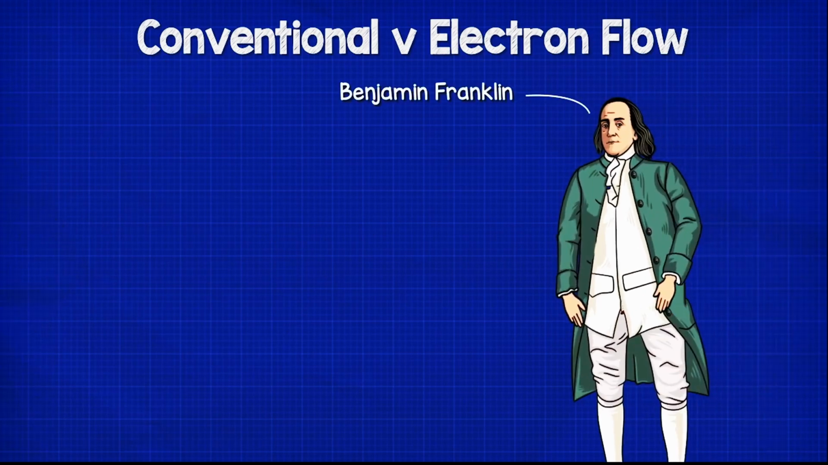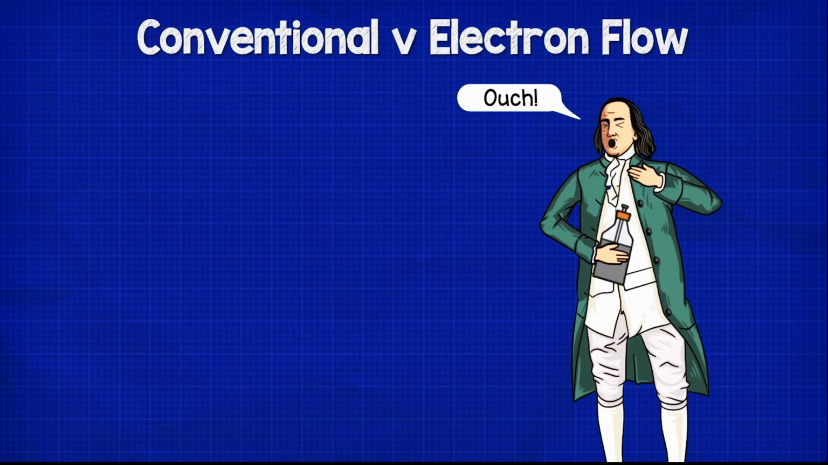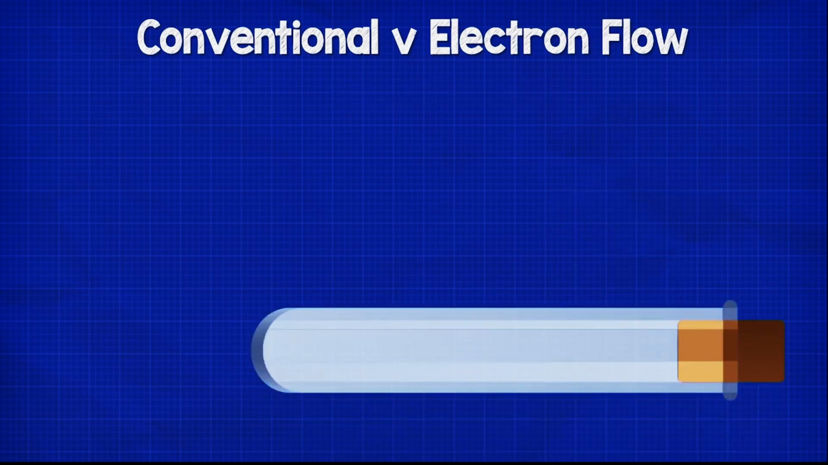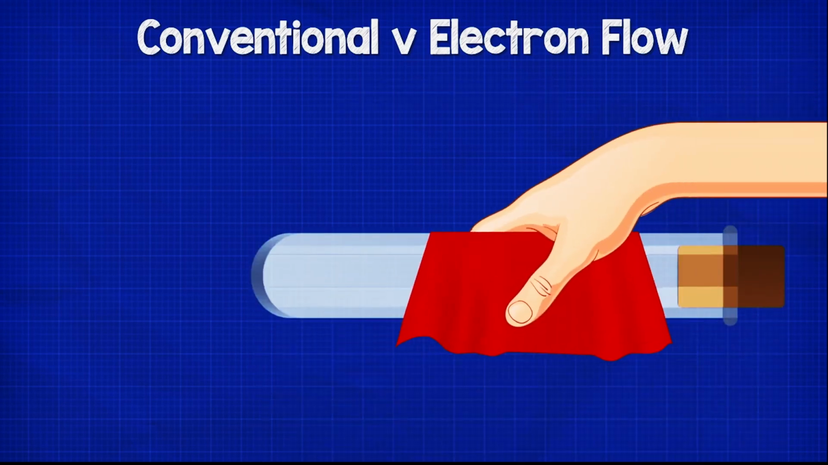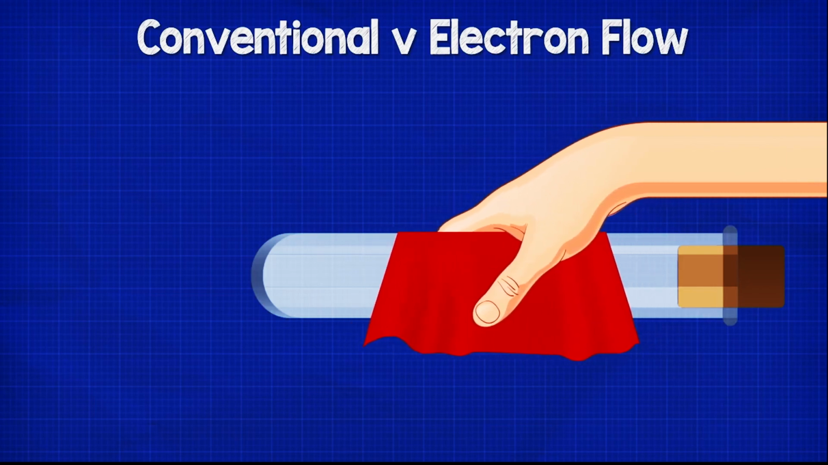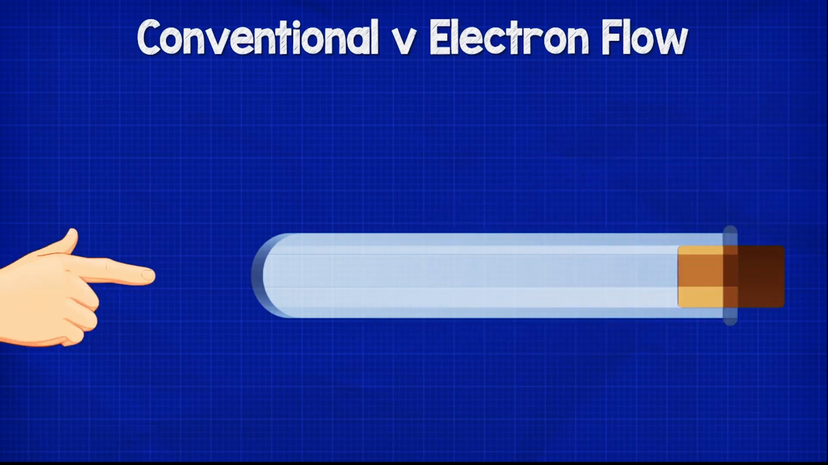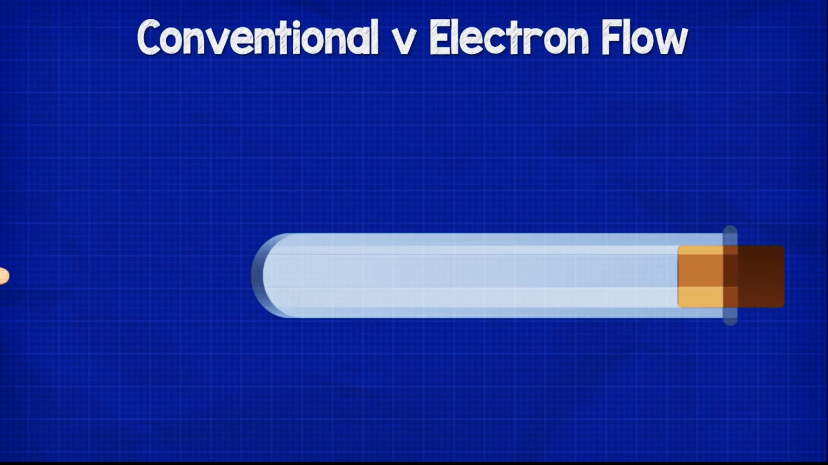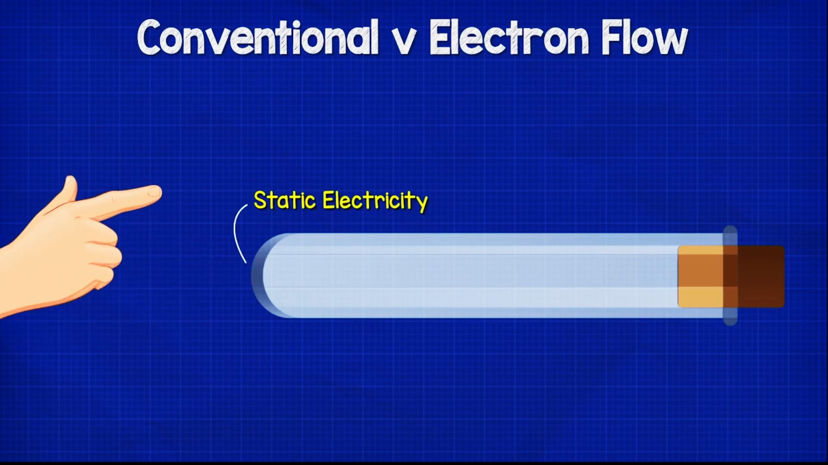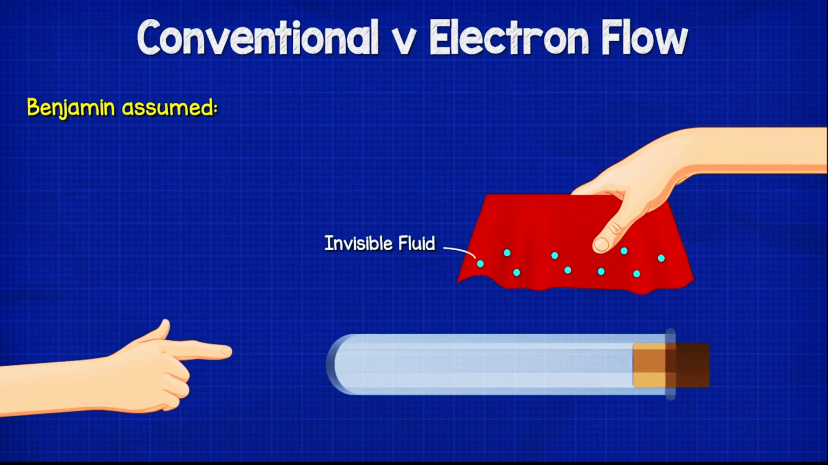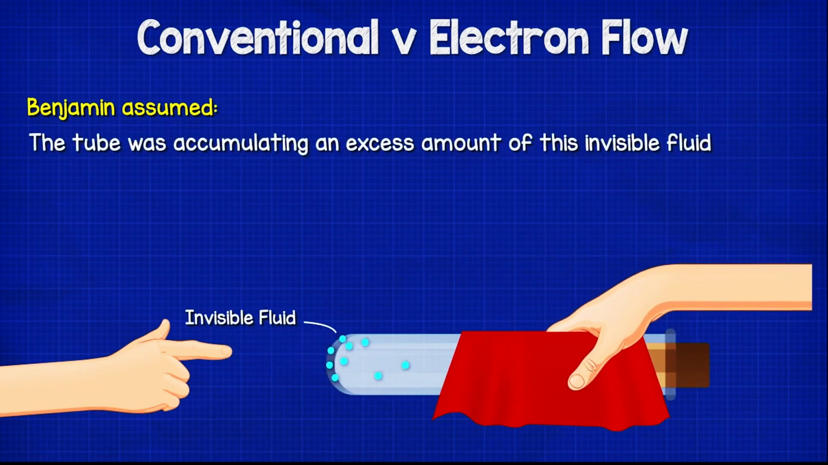When Benjamin Franklin was first experimenting with electricity, he had the idea that something must be flowing inside the materials. He was given a glass tube, and when this was rubbed with a cloth, it seemed to accumulate this strange invisible fluid, because when someone else touched the tube, they received a small shock. We now know this as static electricity, but at the time, Benjamin Franklin assumed that the tube was accumulating an excess amount of this invisible fluid.